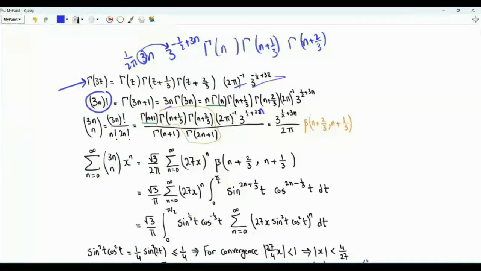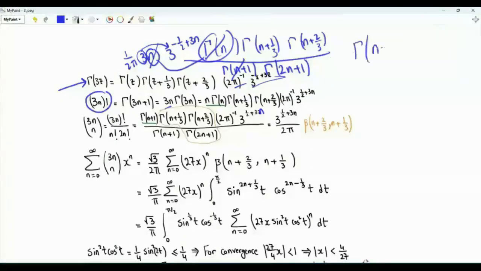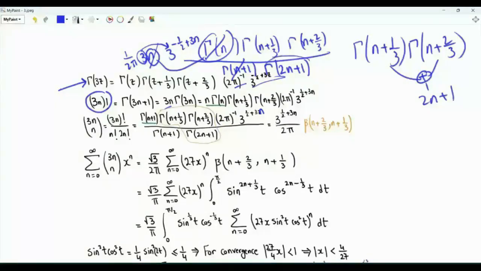In the binomial coefficient, we have n factorial and 2n factorial in the denominator. We divide by gamma of n plus 1 and gamma of 2n plus 1. Note that n times gamma n is gamma n plus 1, so these terms go away. We are left with 1 over 2 pi, 3 to the 1/2 plus 3n. Then we have gamma of n plus 1/3, gamma of n plus 2/3. The sum of the arguments is 2n plus 1. Downstairs, we have gamma of 2n plus 1. So what we have here is exactly beta of n plus 2/3 and n plus 1/3. We know that beta of z1, z2 is gamma of z1 gamma of z2 divided by gamma of z1 plus z2.